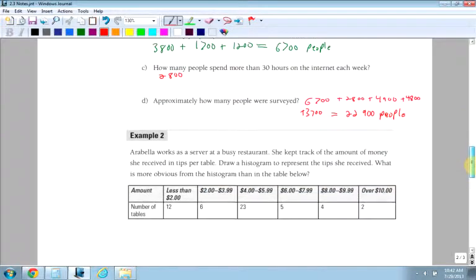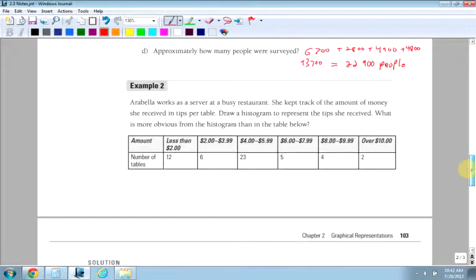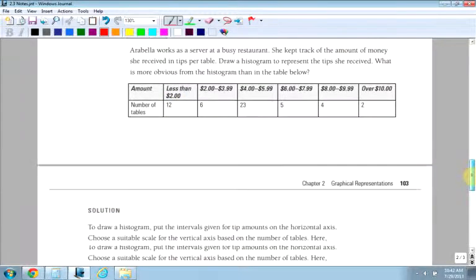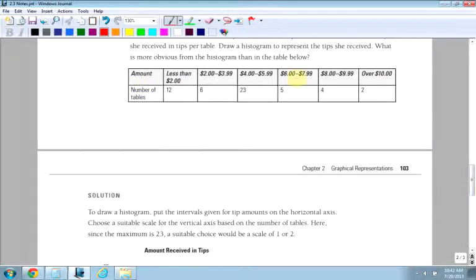Last example I want to look at is how to draw a histogram based on data. So here we're given this data at a busy restaurant. She kept track of the amount of money she received in tips, and she wants to draw a histogram. So the amount of money is up here, and the number of tables she has is down here. And we're going to draw a histogram based on all this data. So we have $2, between $2 and $3.99, between $4 and $5.99, and so on.